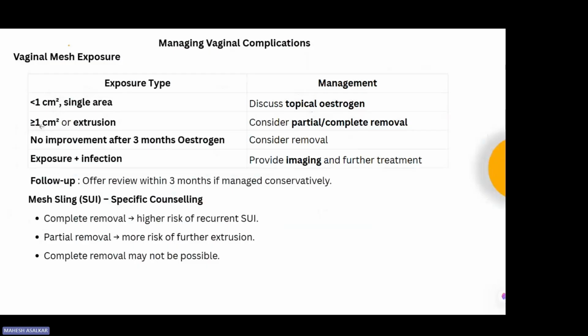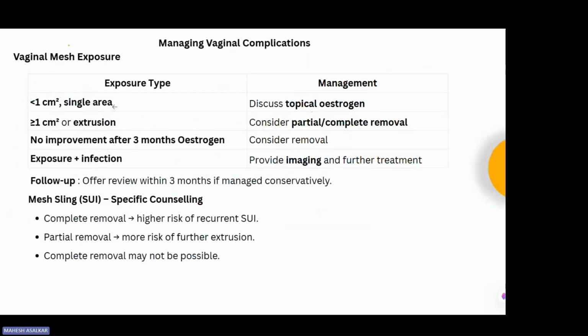If it is more than 1 centimeter squared or there is an extrusion, we will consider either partial or complete removal. If there is no improvement after 3 months of estrogen, then we will consider removal of the mesh. If there is exposure plus infection, provide imaging and further treatment. So you have to go for imaging if there is exposure plus infection.